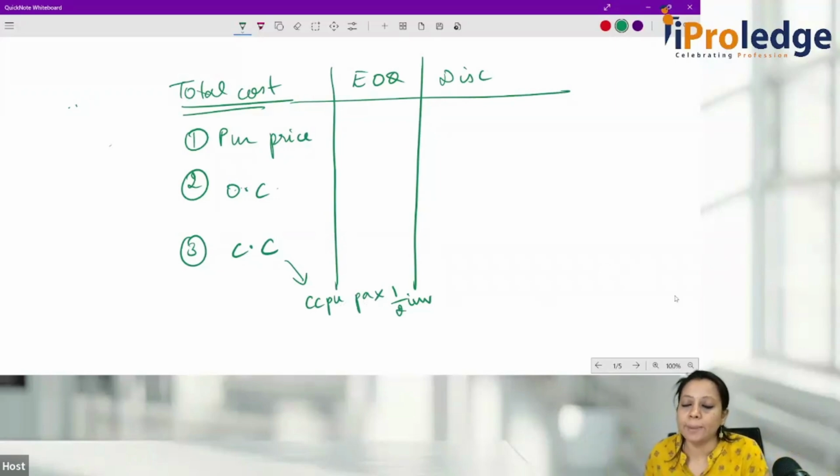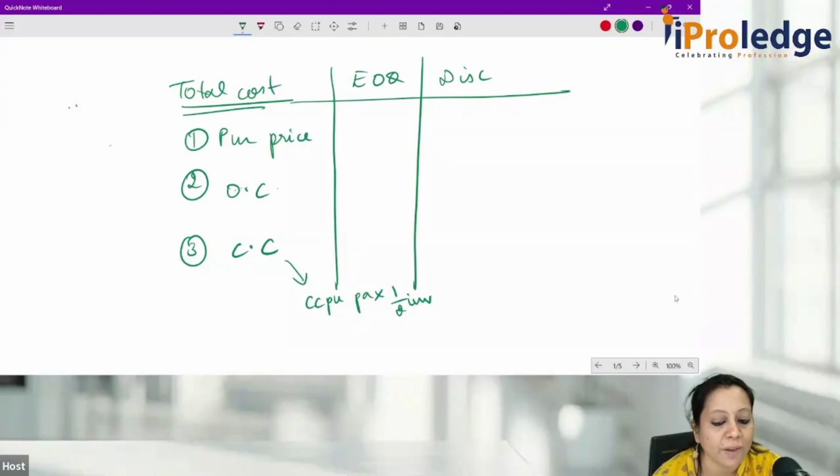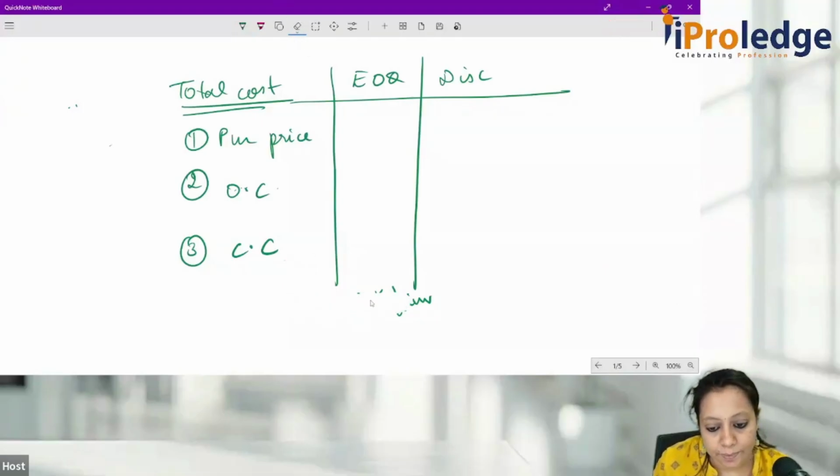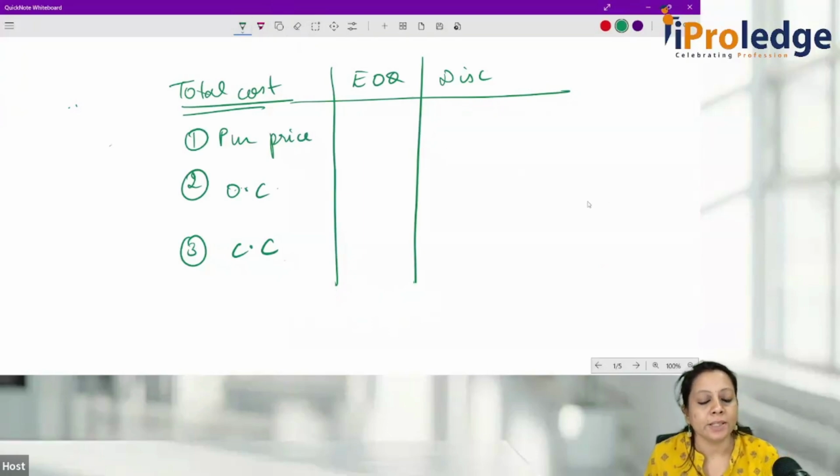Forget about the shirts. Say raw material is purchased. I'm purchasing wood to make tables. Will all the wood be lying in the stores? No, on an average, half will be gone for production. That is why it is carrying cost per unit per annum into half of the inventory. Okay, so like that we should do. Now let us proceed.